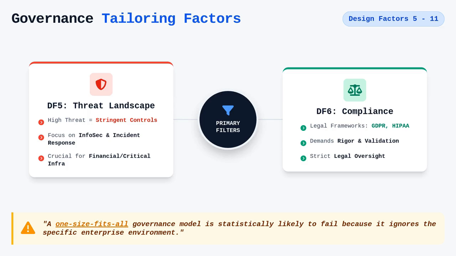Next, design factor 6, compliance requirements, shifts our focus toward the regulatory pressures imposed on the enterprise, whether they stem from industry standards or legal frameworks like GDPR or HIPAA. When regulatory demands are high, the management objectives concerning compliance and legal oversight must be architected with significantly more rigor and validation. These factors emphasize that a one-size-fits-all governance model is statistically likely to fail because it ignores the actual environment in which the enterprise resides.